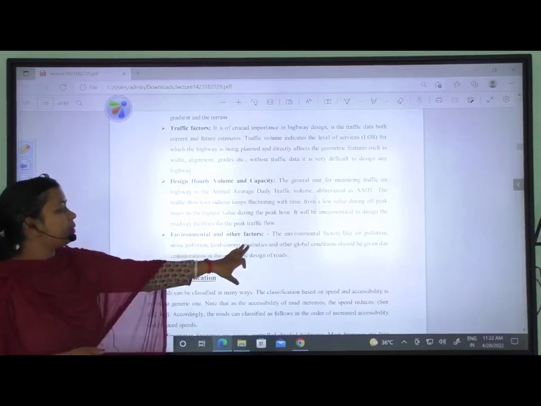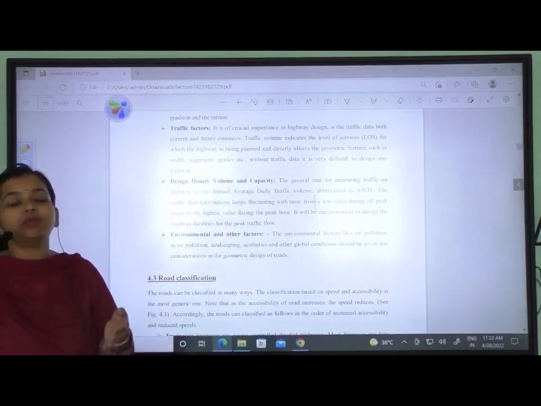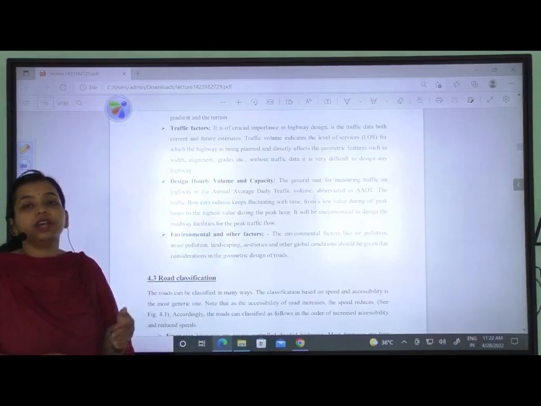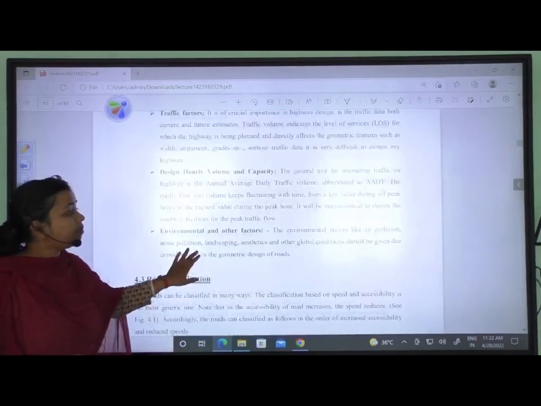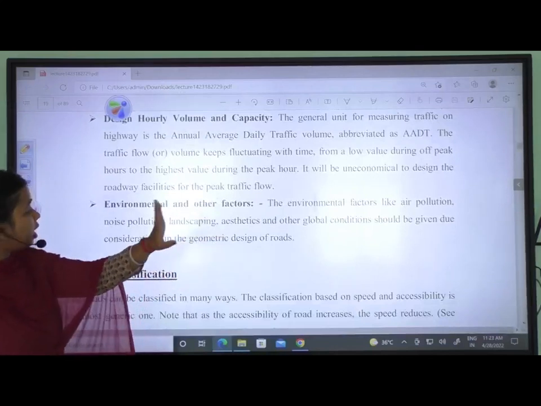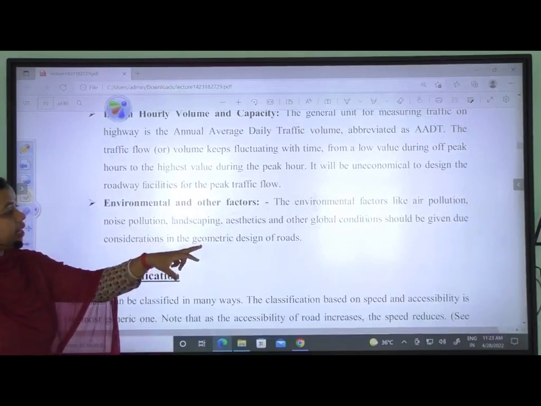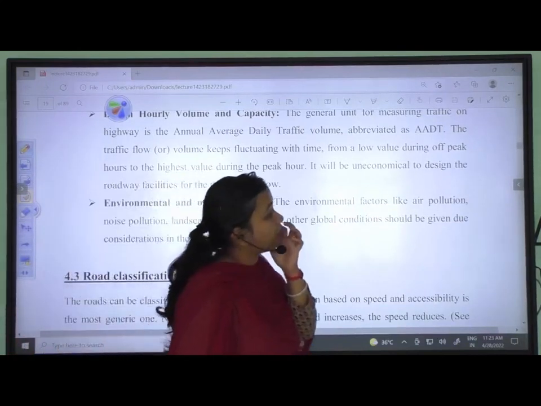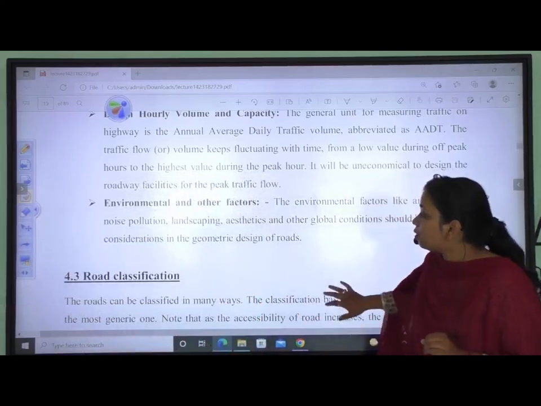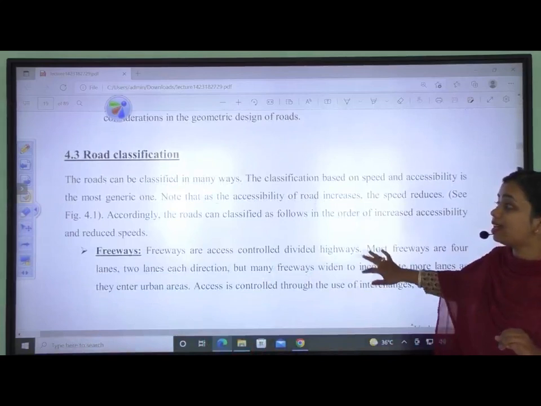Next thing is environmental and other factors. As engineers, we know that environmental factors affect all such things. Environmental factors like air pollution, noise pollution, landscaping, aesthetics and other global conditions should be given due consideration in the geometry of the road. So roads are classified. Let us elaborate the road classification.